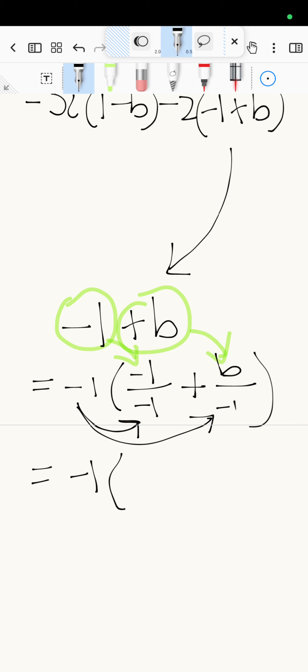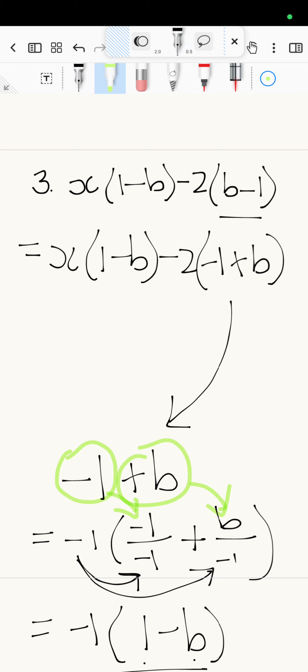Minus 1 divided by minus 1 produces a positive 1. If b is divided by minus 1, it produces a minus b. So when I took minus 1 out as a common factor, what did it do? I have a positive 1 now and a minus b. That fixed my signs. So how can I change all the signs? By taking out a negative as a common factor.